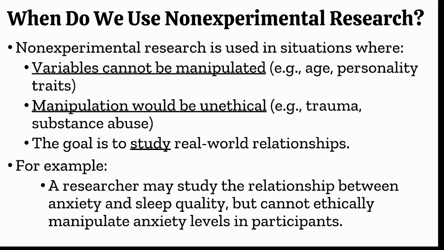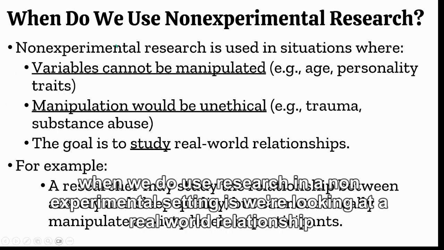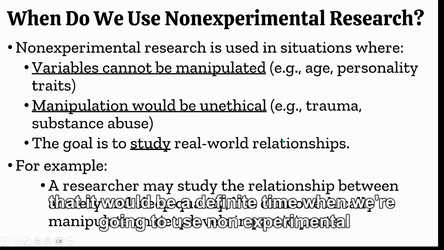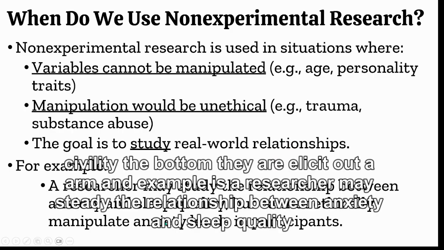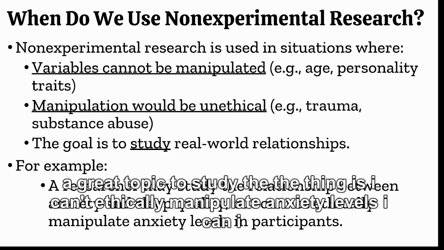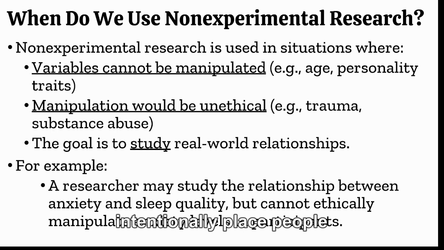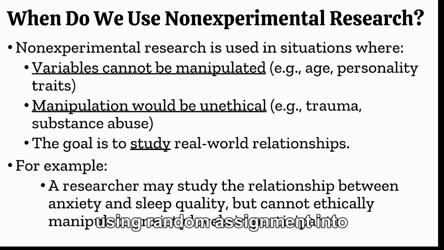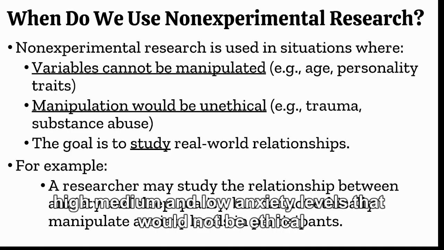The goal when we do use research in a non-experimental setting is we're looking at a real-world relationship. That would be a definite time when we're going to use non-experimental. So if you look at the bottom there, I listed out an example. It says a researcher may study the relationship between anxiety and sleep quality. That's a great topic to study. The thing is, I can't ethically manipulate anxiety levels. I cannot intentionally place people using random assignment into high, medium, and low anxiety levels. That would not be ethical.